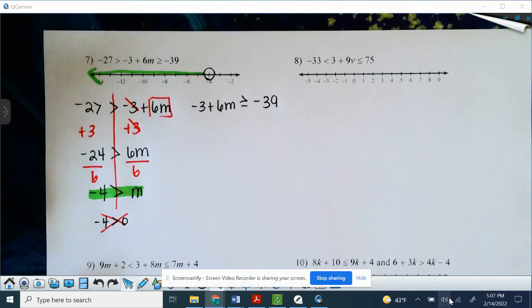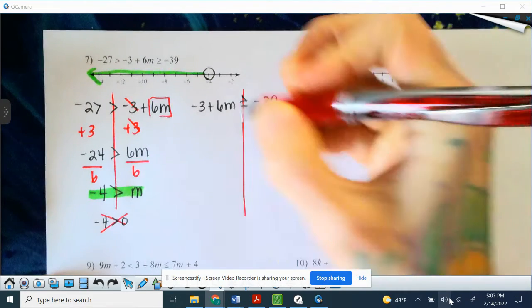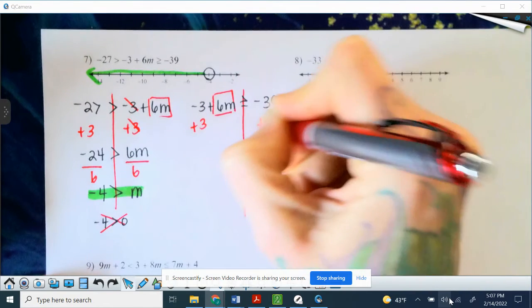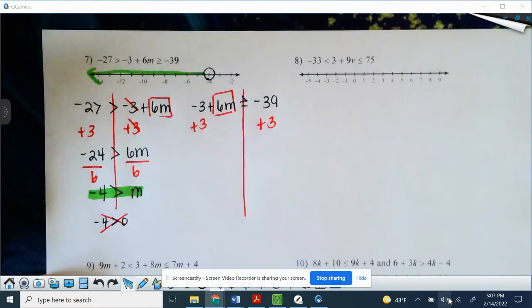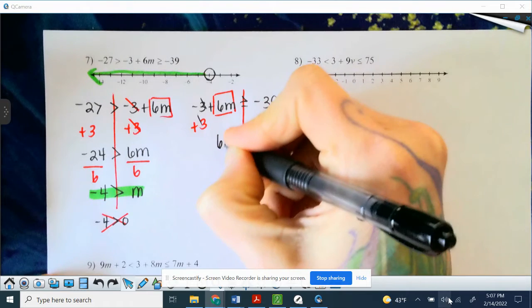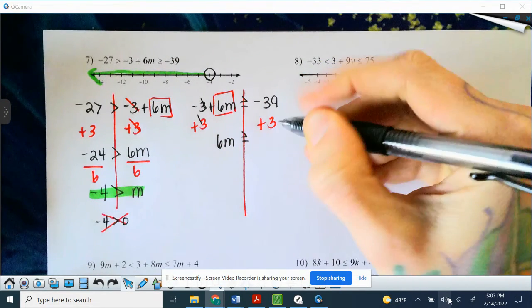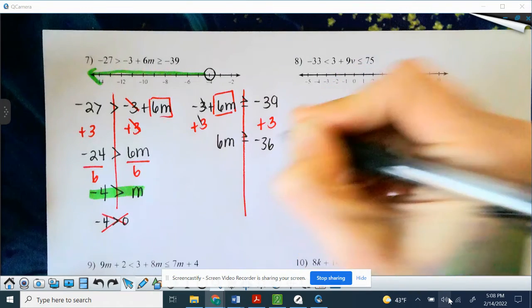Now we're going to go solve our second one. 6m, got to get it by itself. So we're going to add 3. Add 3. These guys cross out. So I have 6m is greater than or equal to, if I owe you 39 but I pay you 3, I'm going to owe you 36.